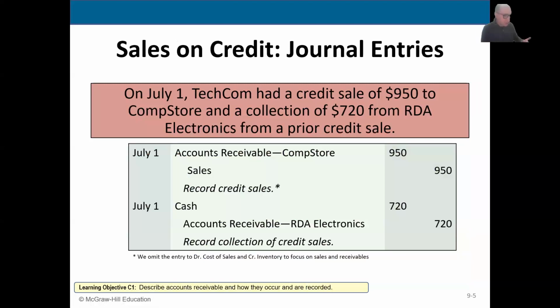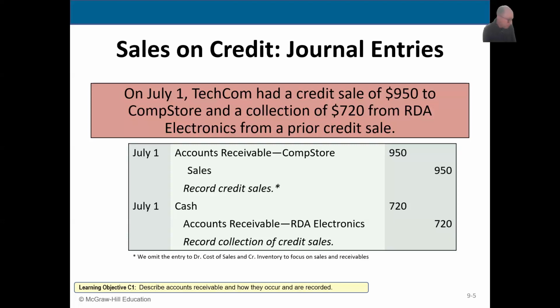So here in Principles of Accounting 1, we call it financial accounting because we make journal entries like this, right? Here we have an example of a sale that the company made on account, meaning on accounts receivable. And we also have an example of the company receiving payment from another customer, a different customer. And these transactions both happened on July 1st. So let's take a look. Our company had a credit sale of $950 to Comp Store, and we collected $720 from RDA Electronics from a prior sale. And these both happened on July 1.